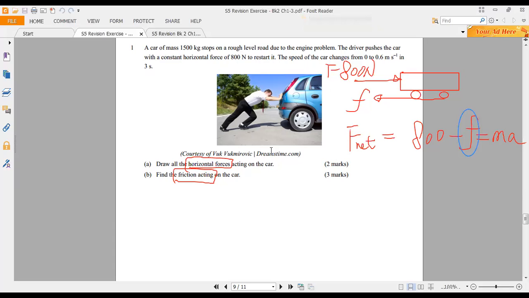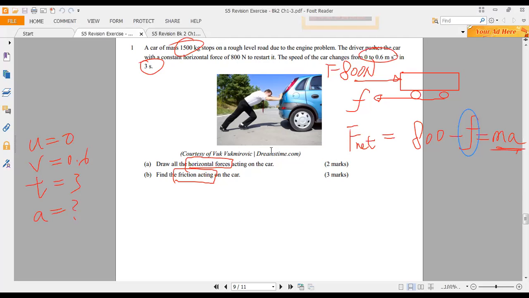However, you may see from the equation that there are two more unknowns. Do we have M? Yeah, we have M here. Do we have A? I don't have the A right now, but what we have is this information: U equal to 0, V equal to 0.6, T is 3. So what is A? I can calculate A from the information given.